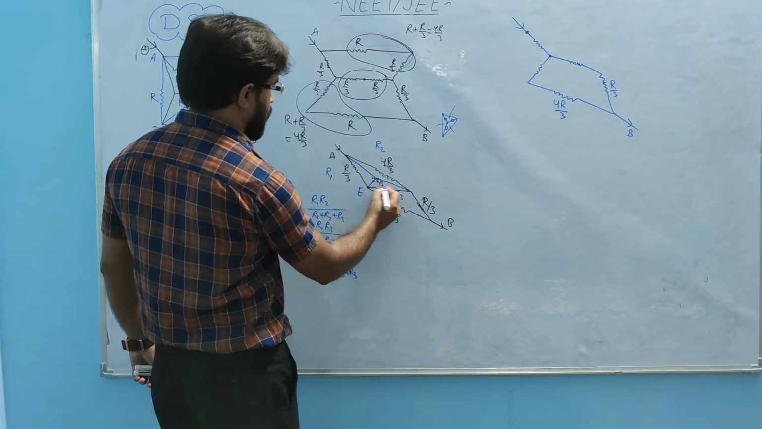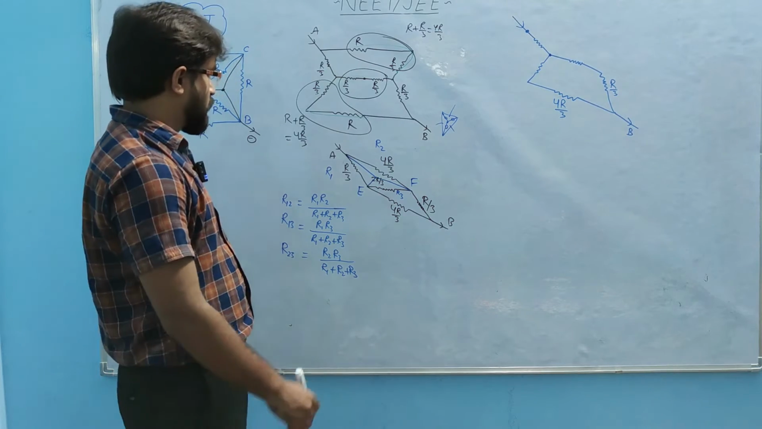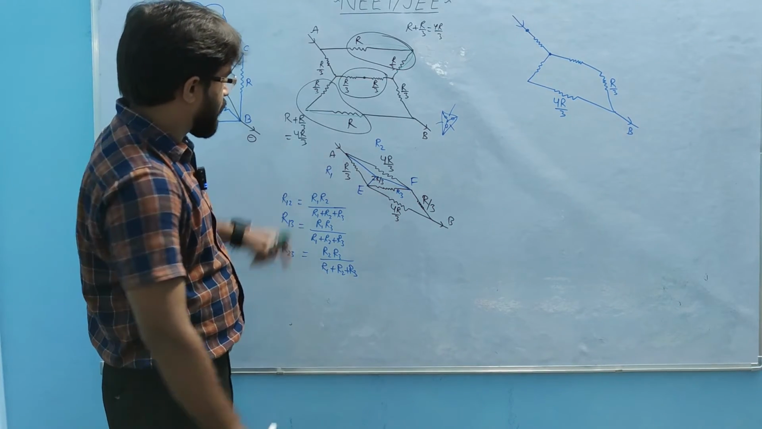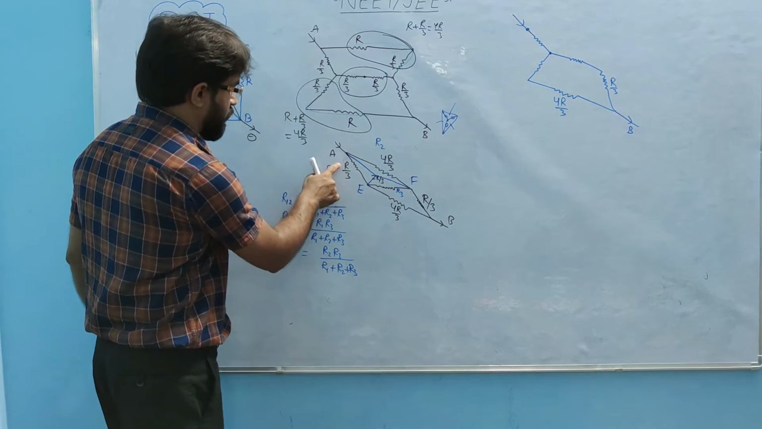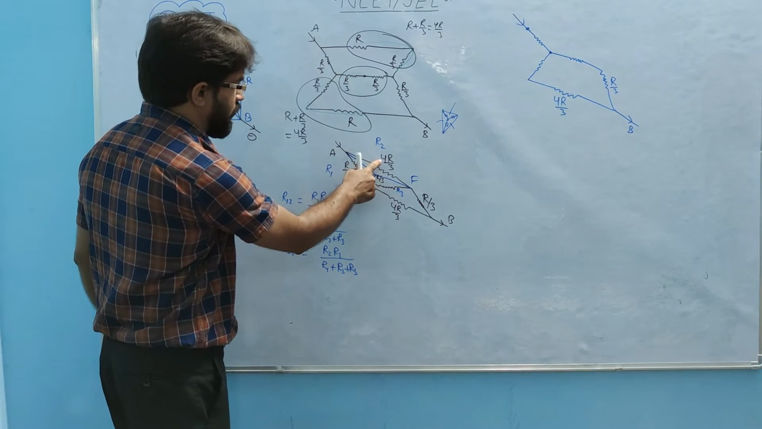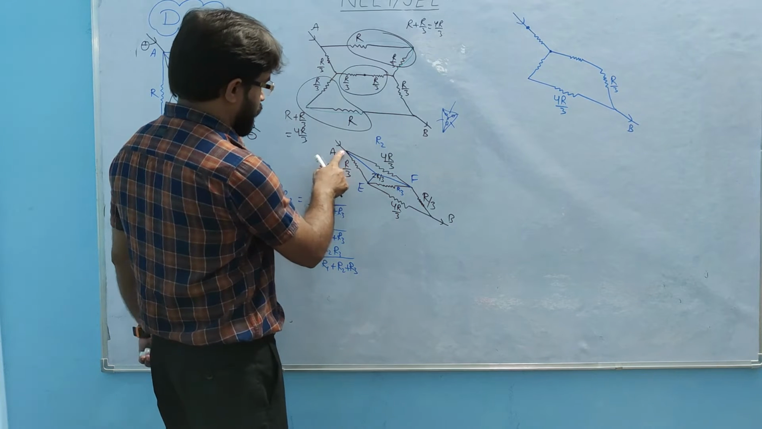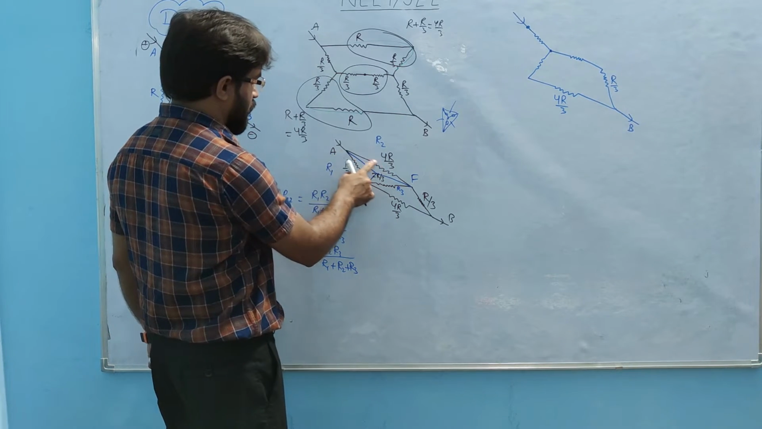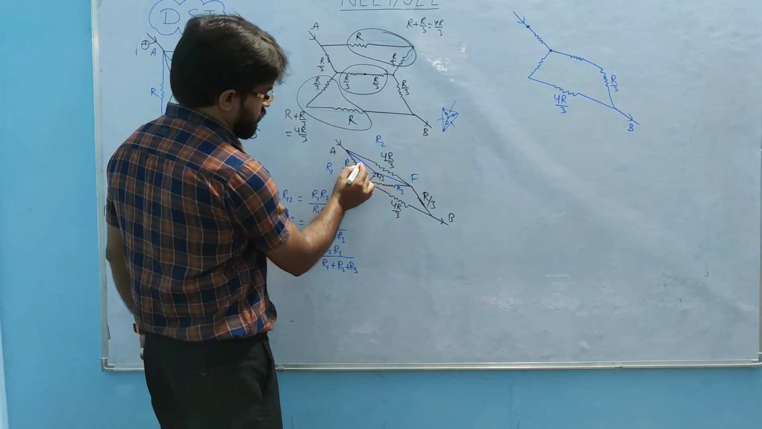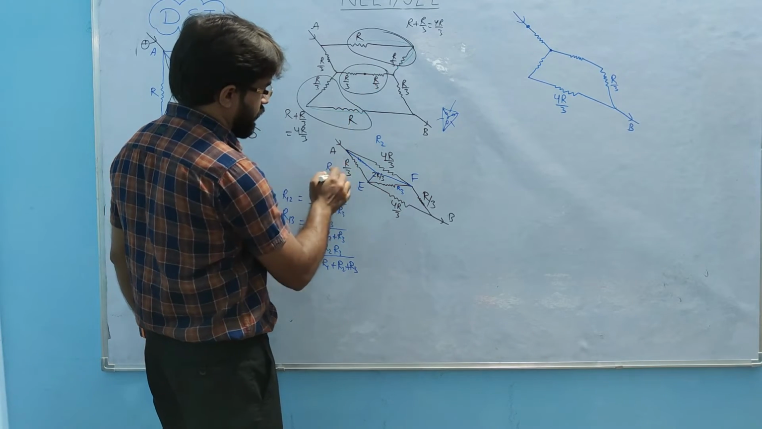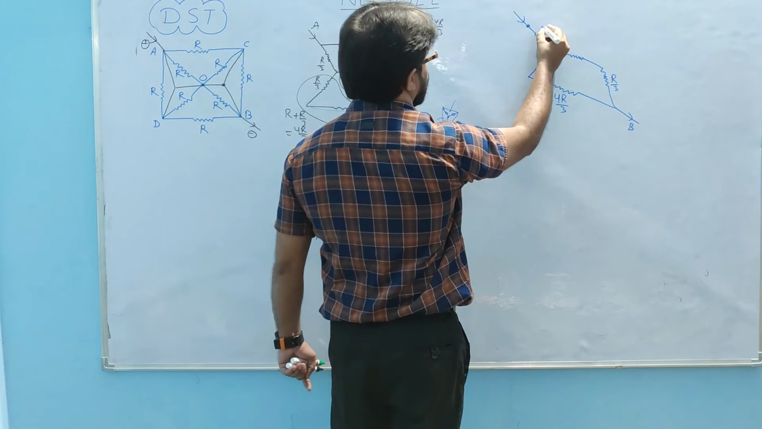Suppose it is E, it is F. A point is connected by R1, and this R1 value is R by 3, R2 value is 4R by 3, R3's value is 2R by 3. So A point is connected by R1, R2, so this resistor in this section will be R12.